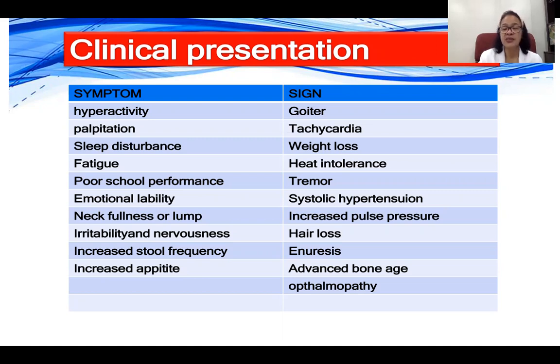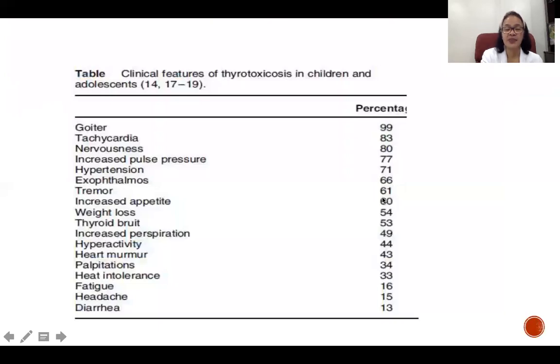And of course with the signs, you have goiter, presence of that mass there, tachycardia because of the increased thyroid hormones, weight loss, heat intolerance, and so on. So these are the symptoms and these are the signs of your hyperthyroidism. Again, showing you the percentages of the clinical features, your goiter still has the highest percentage, followed by tachycardia, nervousness, increased blood pressure, hypertension, and so on.